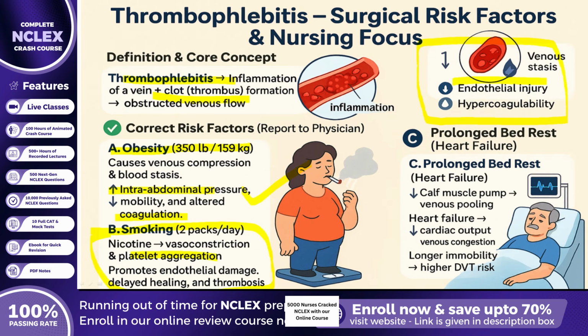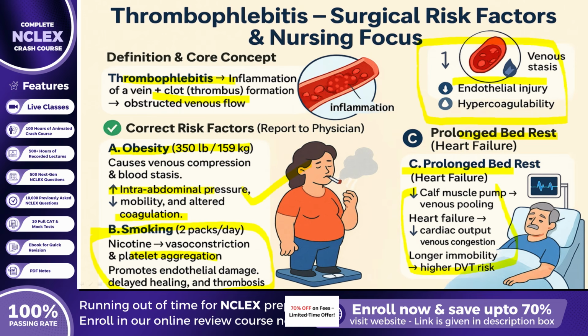Moving on to option C, prolonged bed rest resulting from heart failure is also correct. Immobility decreases calf muscle activity, which is responsible for pushing venous blood back toward the heart. In addition, heart failure leads to reduced cardiac output and venous congestion, worsening stasis. The longer the period of immobility, the greater the likelihood of clot formation in the deep veins.